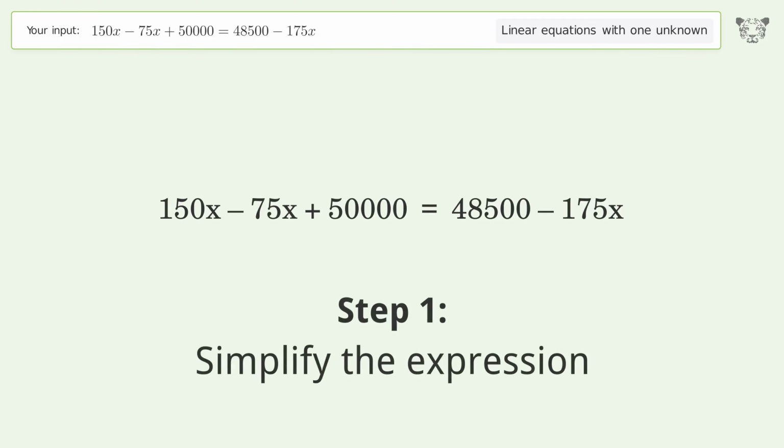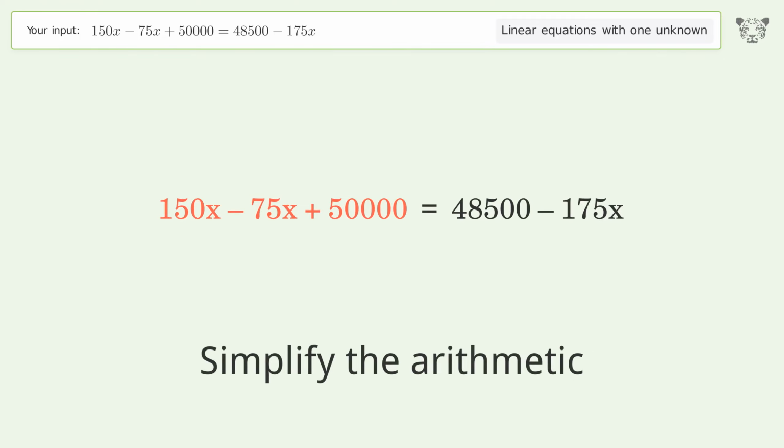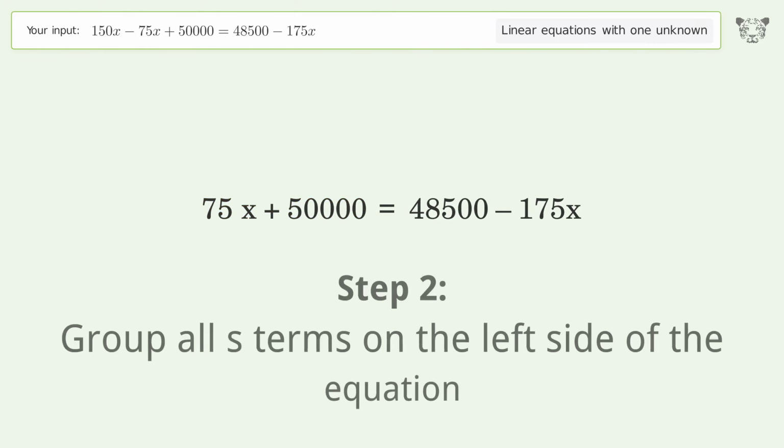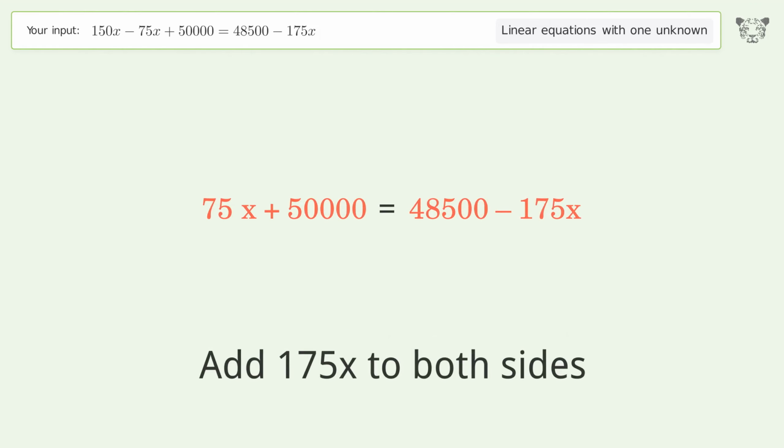Simplify the expression. Simplify the arithmetic. Group all x terms on the left side of the equation. Add 175x to both sides.